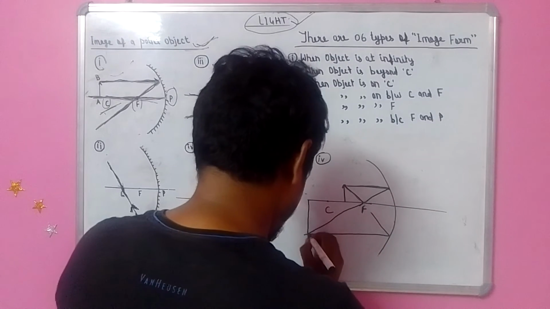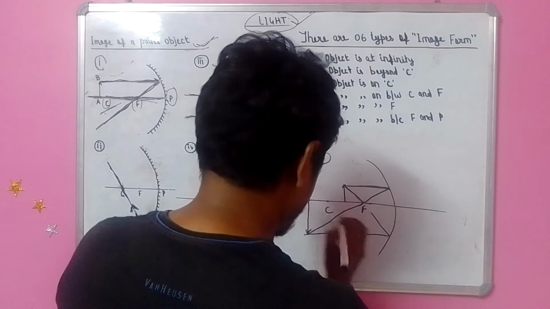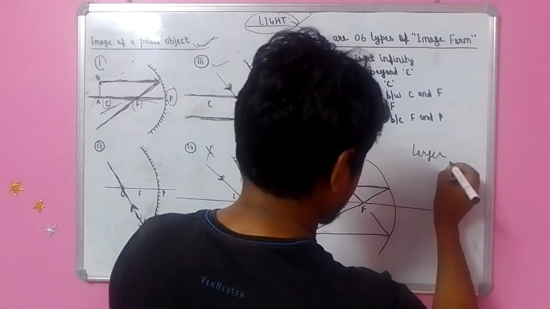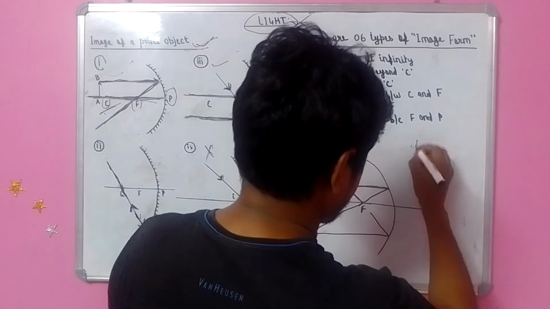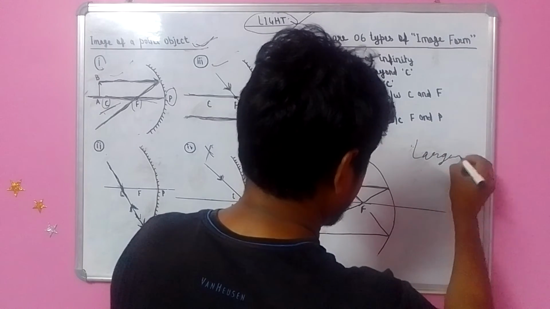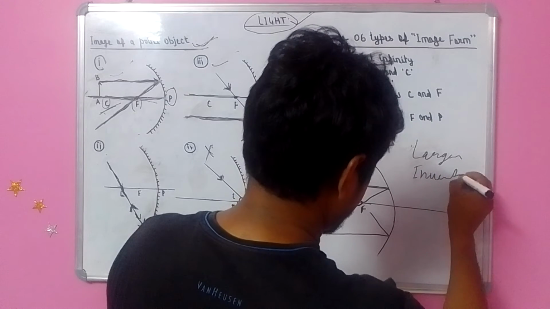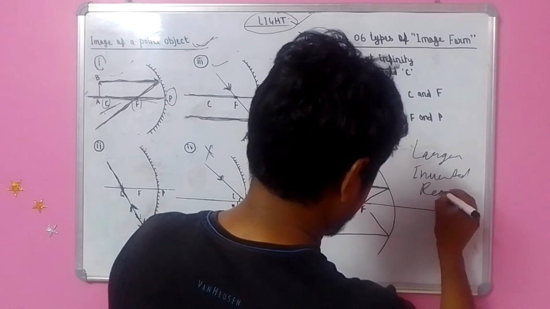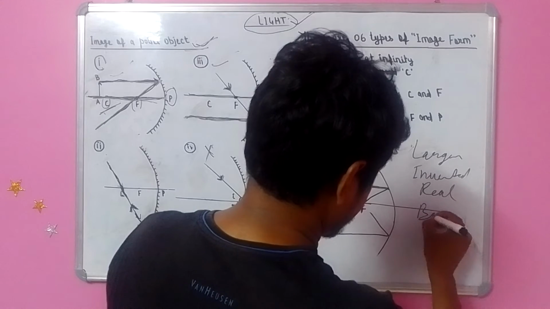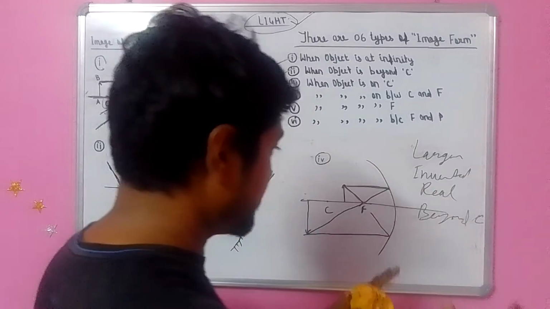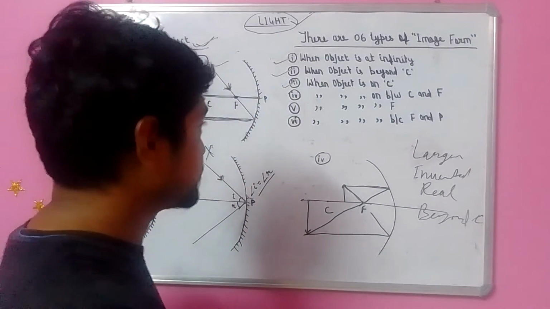So the image will be formed larger, inverted, real, and beyond C. The image will be formed beyond C.